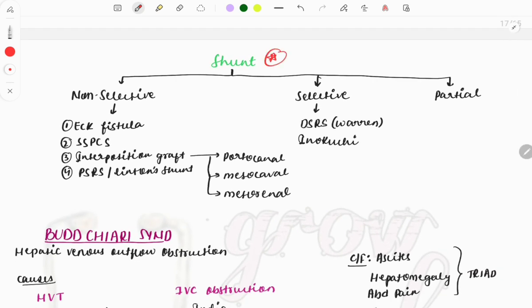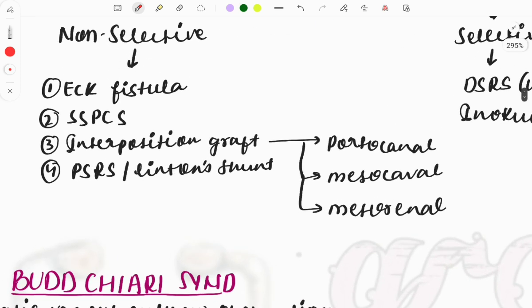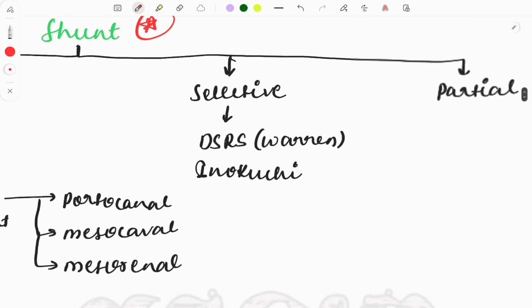Read the shunts part because questions have been asked on these shunts. They are classified into selective, non-selective and partial, and these are the types of the non-selective: ic fistula, SSP, CS, interposition graft, and these are the selective.